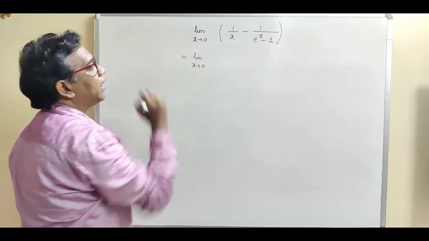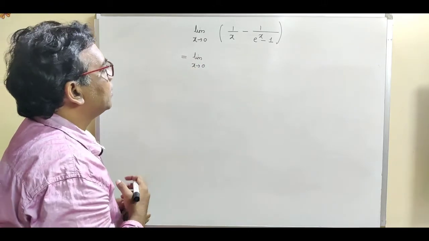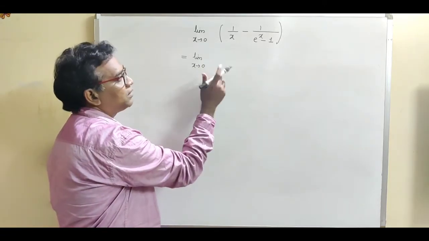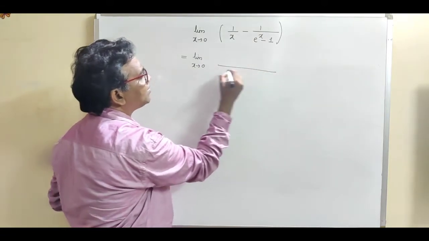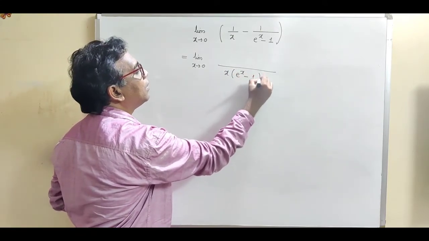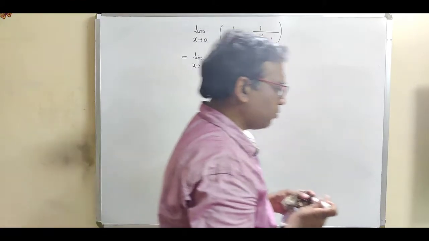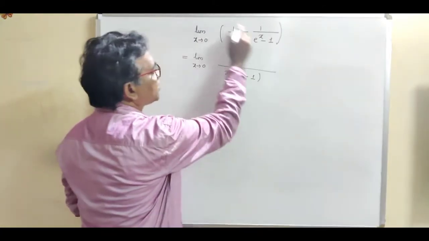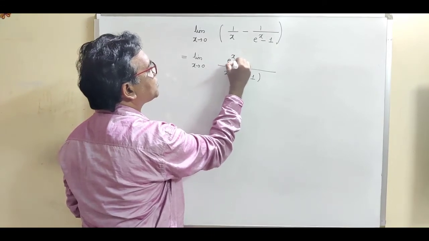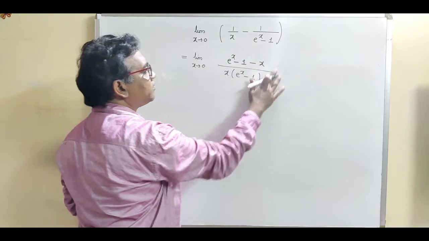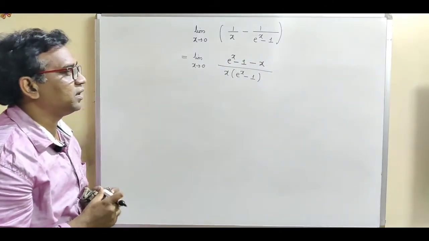This is limit x tends to 0. So see what is the method. We have to take the LCM. So this is LCM x into e raised to x minus 1. Just take the cross multiplication. This is e raised to x minus 1 minus x. So this is our proper form, which is the division form.